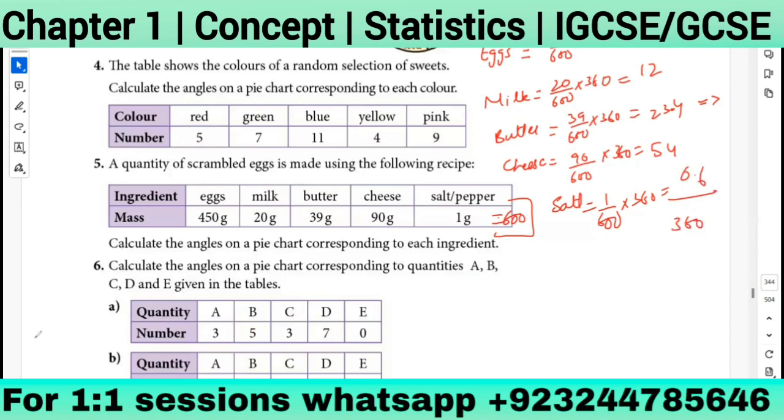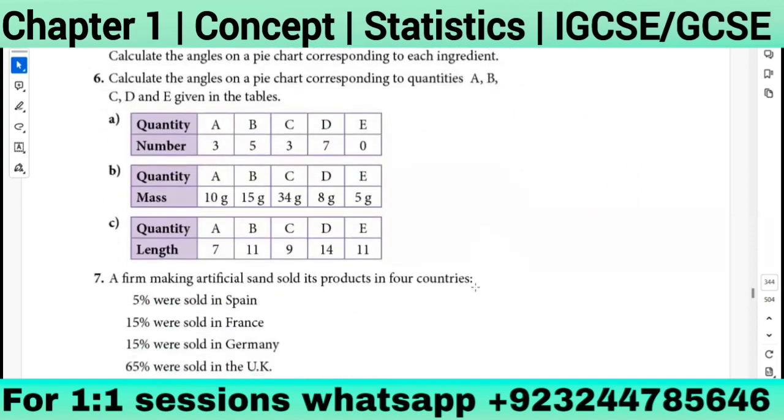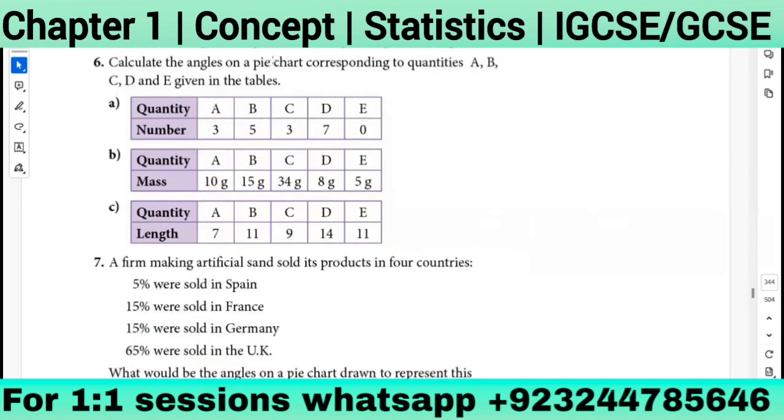And we can just plot it on the pie chart. So we are done with how to plot the data on the pie chart and convert data from the pie chart. Okay, so calculate the angles on the pie chart corresponding to quantities A, B, C, D, E in the given table. So in the same way, we're going to do this. There is no difference for question number 6. You can take the picture, you can do it later. Yes, I've taken it.